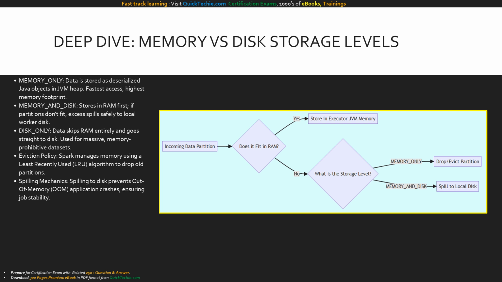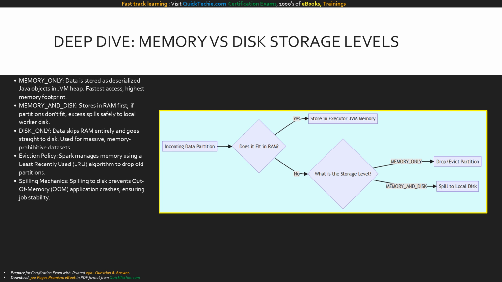Let's trace the physical lifecycle of a data partition as it gets cached in real time. We start on the far left with our incoming data partition heading into the executor node. The first decision node asks the critical question, does this fit in RAM? If yes, fantastic. It goes straight to the executor JVM memory. But if the memory is already full, we hit the crucial second decision node, which interrogates your designated storage level.